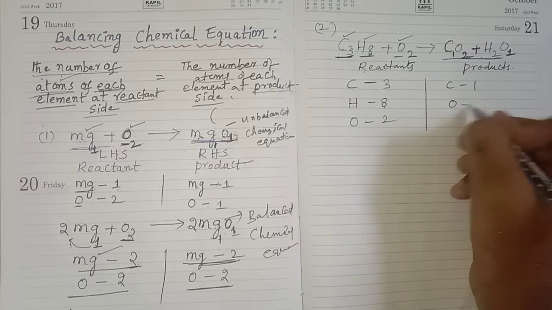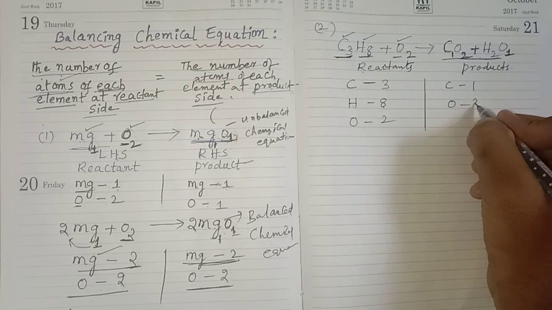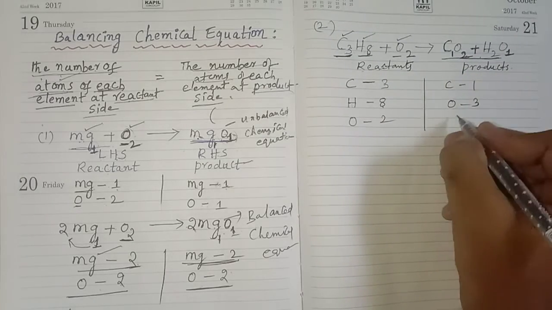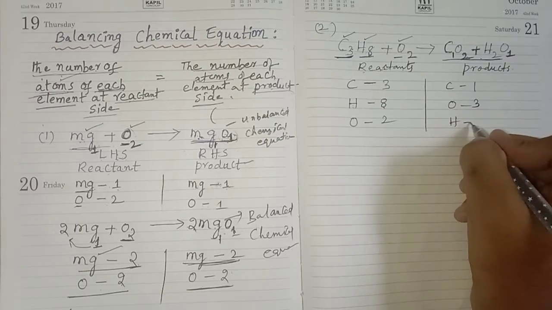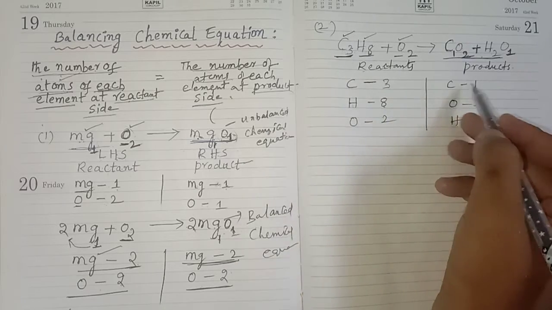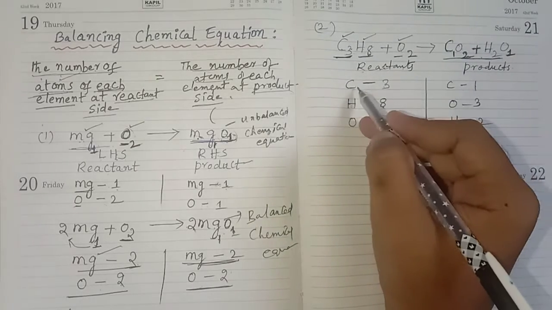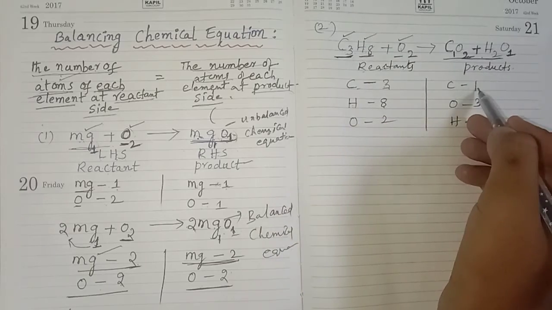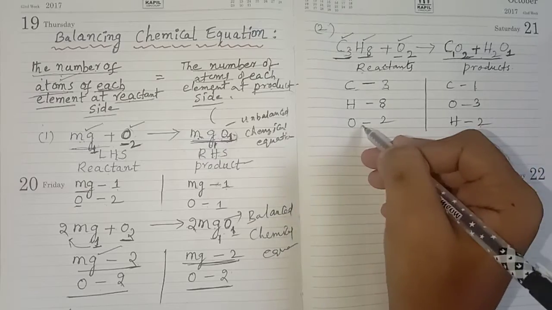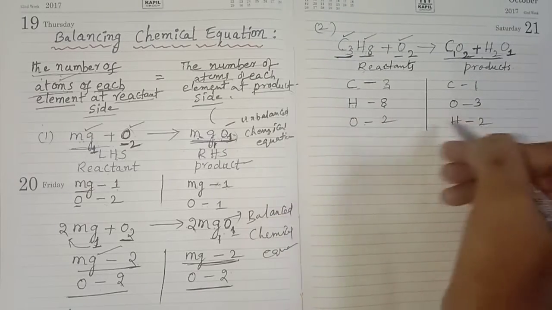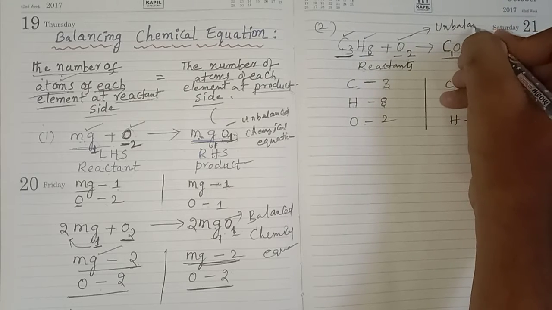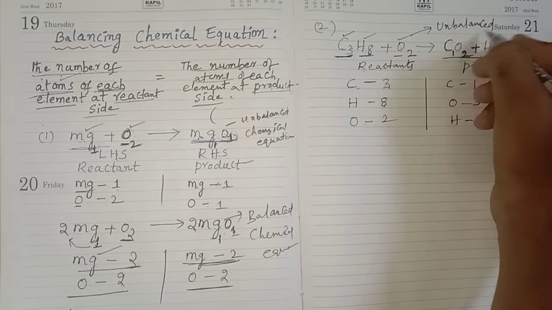So oxygen becomes 3. Next, hydrogen. How many atoms of hydrogen are there? 2 atoms. If you observe here, carbon: reactant side 3 atoms, product side 1 atom. Hydrogen 8, here 2. Oxygen 2, 3. So completely we can say this is an unbalanced chemical equation.